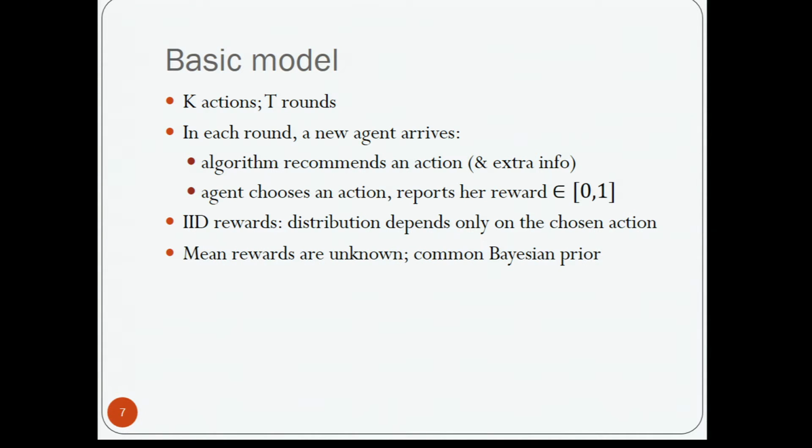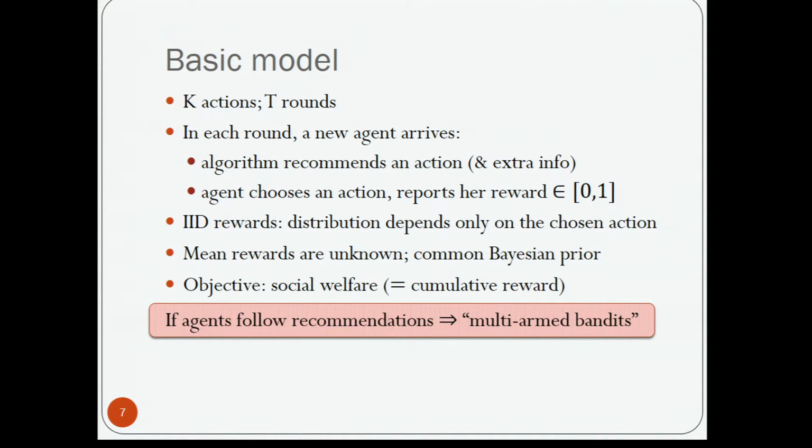Then let's assume IID rewards. In other words, the distribution of a reward depends only on the chosen action, not on the round. The mean rewards are not known, but we have a Bayesian prior on everything, and let's assume it's a common prior, meaning everybody has the same prior, both all agents and the algorithm. Let's say the objective of the algorithm is social welfare, in other words, the cumulative reward. So if all agents just follow recommendations, it is precisely a bandit problem, which is well understood.